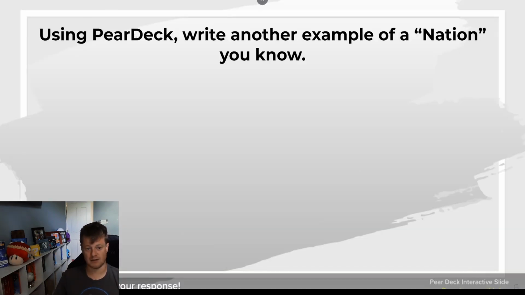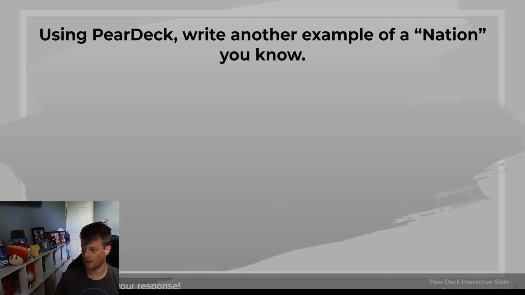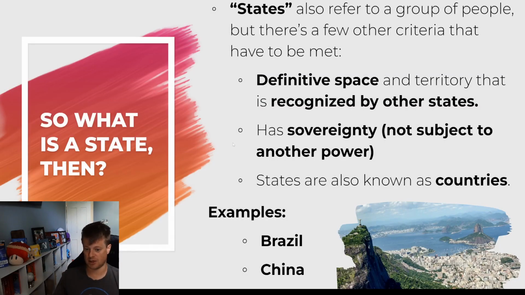So on Pear Deck, write an example of a nation that you know. You could think about different sports teams. That would be an instance. A good way to remember what a nation is, is that it's really like an imagined community. That is a good phrase you can remember for what a nation is. Alrighty. Once you've done that, then let's talk about states.